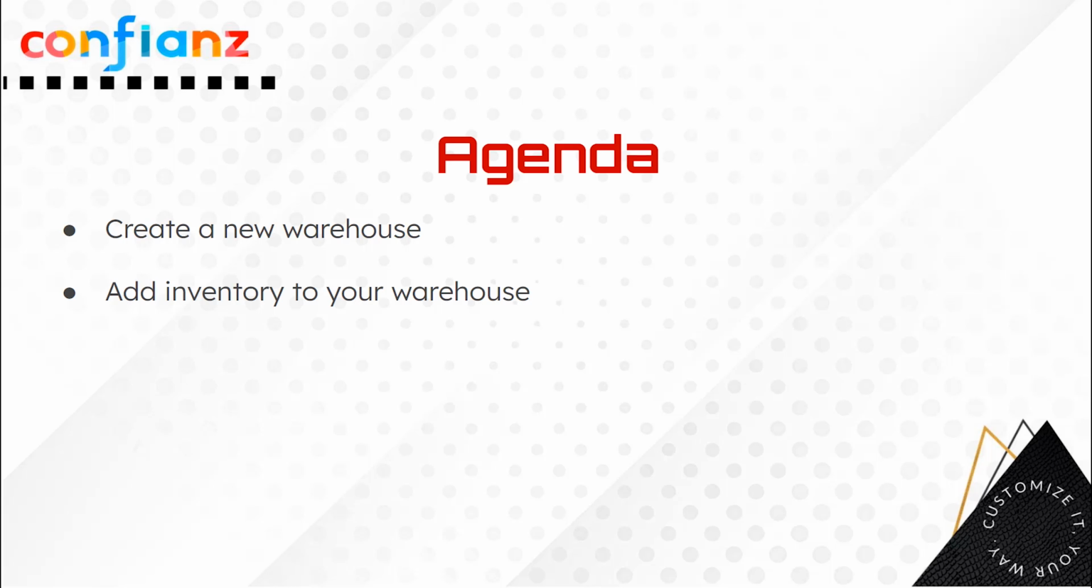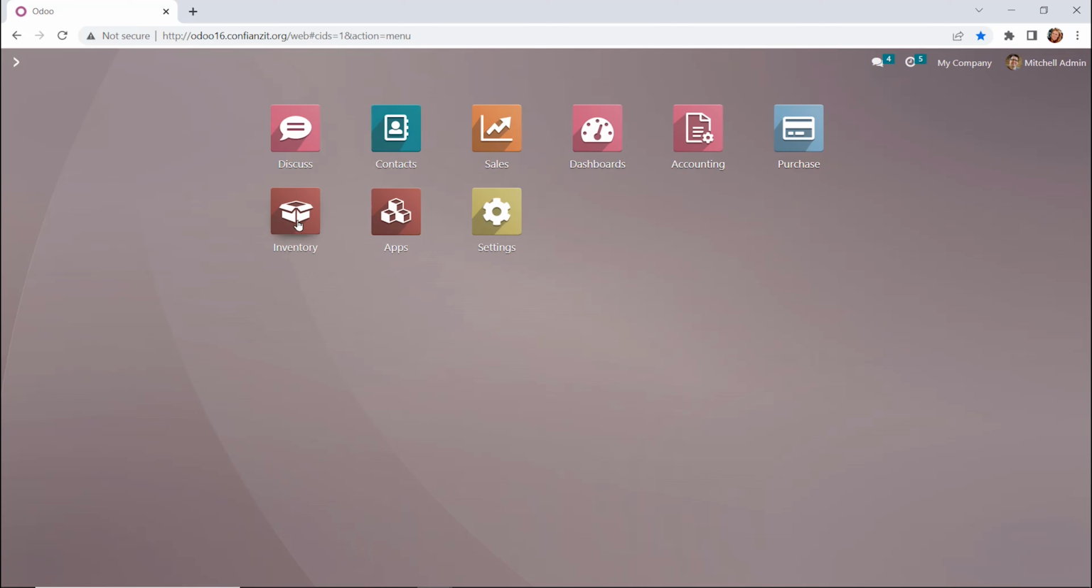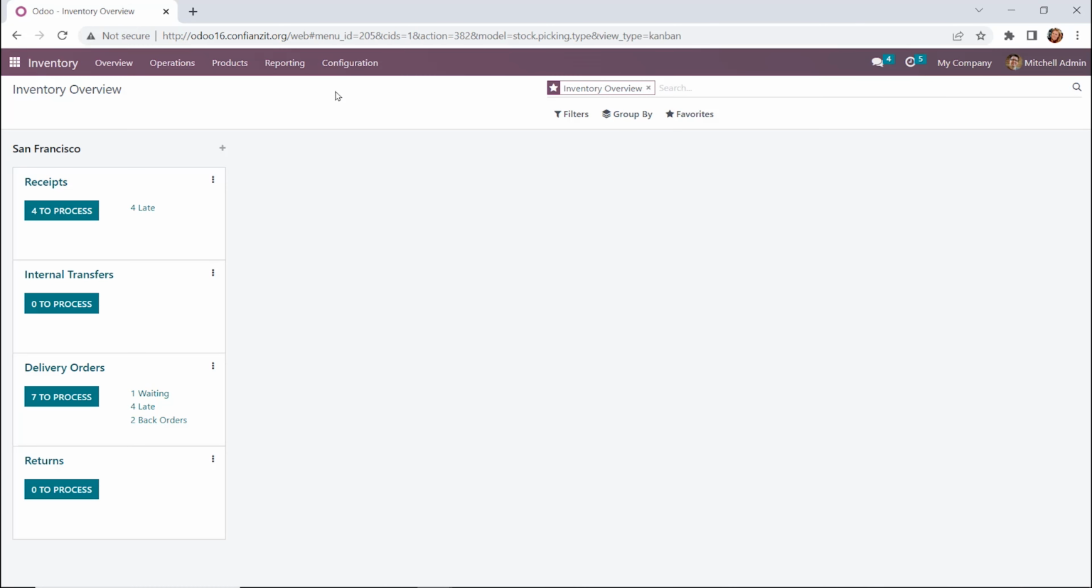I will be showing you how to create a new warehouse, add inventory to your warehouse, and specify which warehouse to pull the inventory from to complete a sales workflow. We'll get started by going to our dashboard and inventory module. We'll go to the top menu, select configuration and settings.